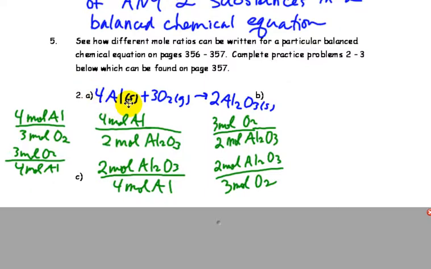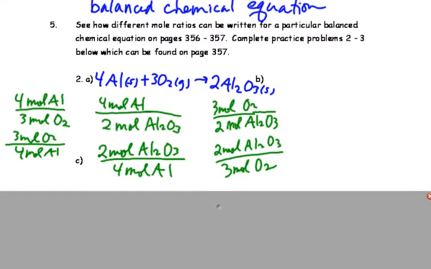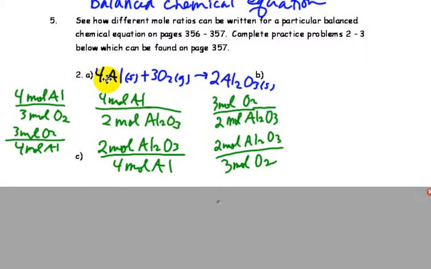I could also relate aluminum to aluminum oxide. It's a 4:2 ratio, so I can state that as 4 moles of aluminum related to 2 moles of aluminum oxide, or 2 moles of aluminum oxide related to 4 moles of Al. And lastly, I can relate the oxygen to the aluminum oxide, 3:2 ratio, or 2:3. 3 moles of oxygen to 2 moles of aluminum oxide, or 2 moles of aluminum oxide related to 3 moles of O2. So there's 6 possible relationships I can pull out of that one equation.